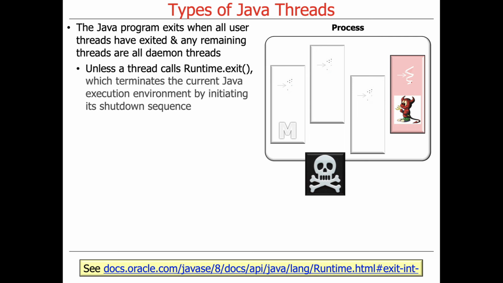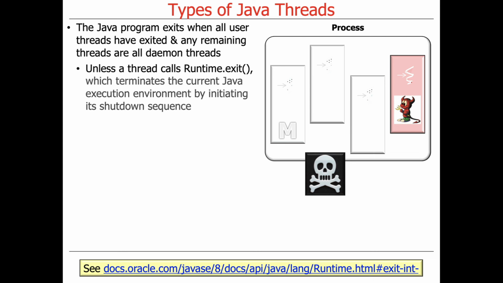Now, another thing to remember is if a thread calls runtime exit, that will unilaterally terminate the current Java execution environment by initiating a shutdown sequence. So you can also shut everything down without waiting for the other threads to exit just by saying runtime exit.